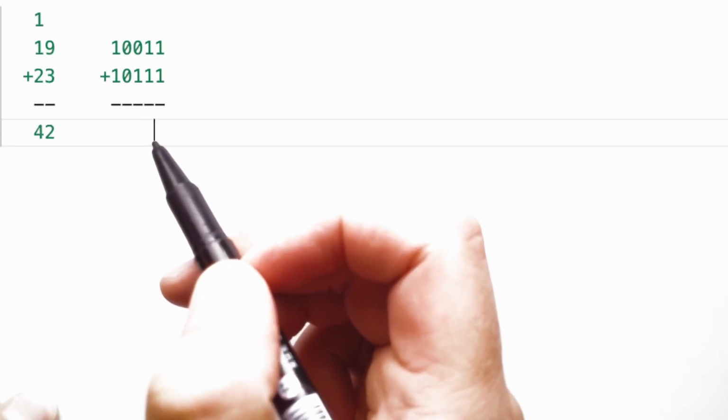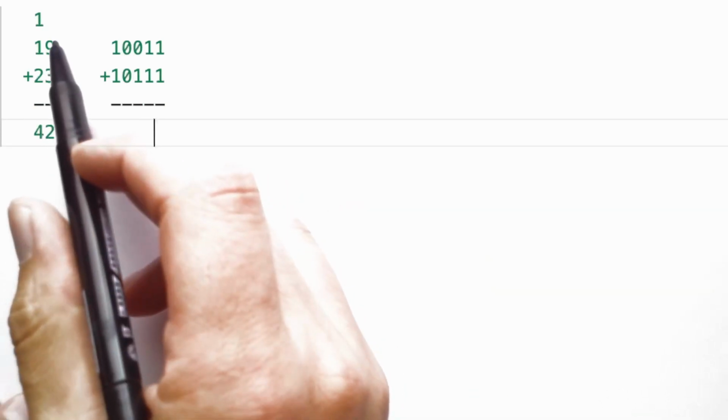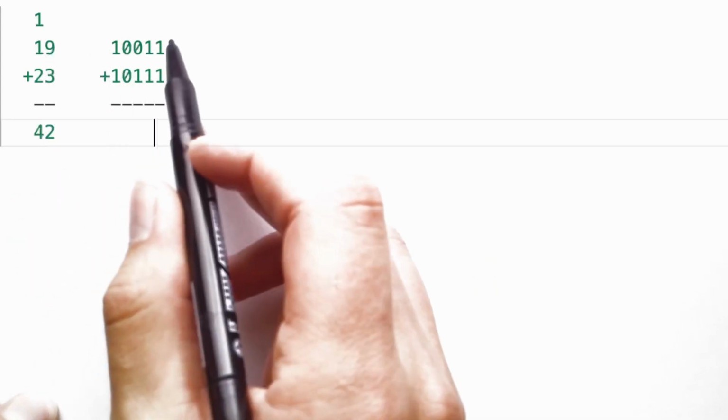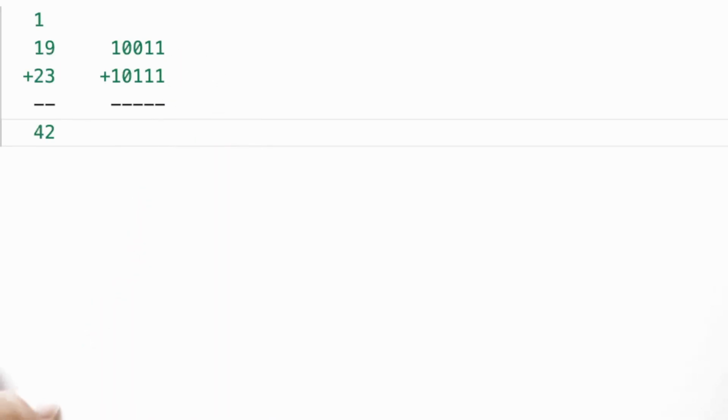The way that we add them together is exactly the same. Just as we added 9 and 3 first, the least significant digit, we start over here with the least significant digit and we add the two 1's together. So 1 plus 1 is 2. 2 in binary is 1, 0. So we put the 0 down here and carry the 1 up here.